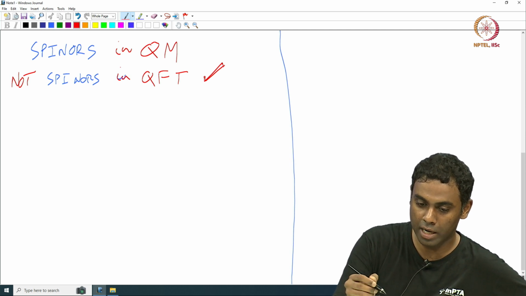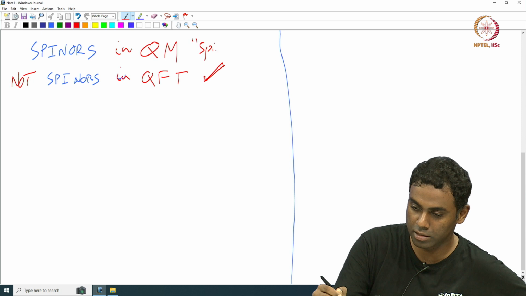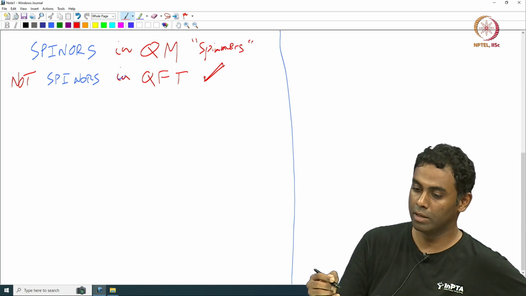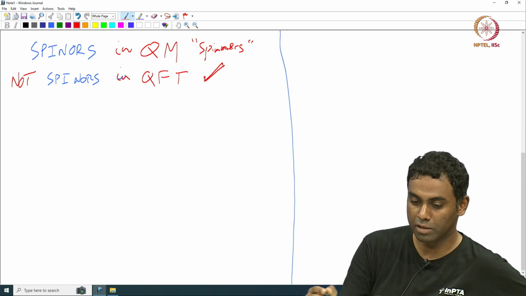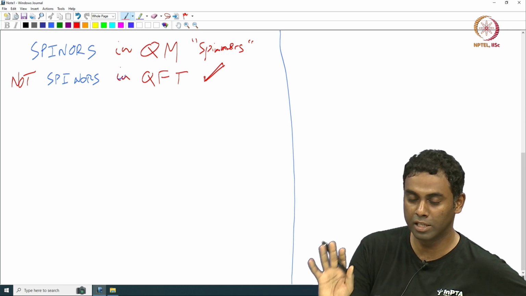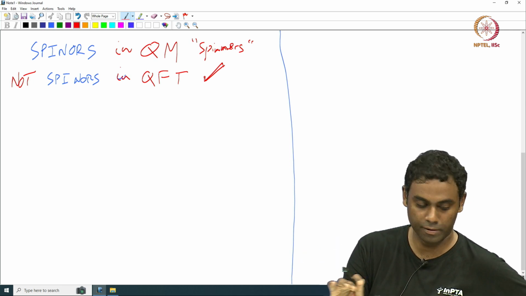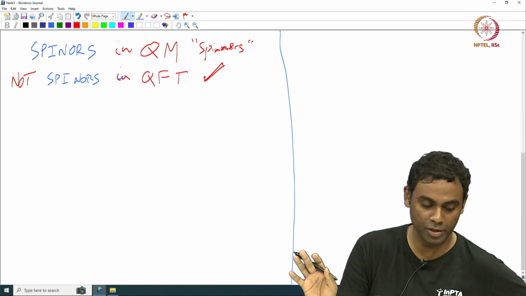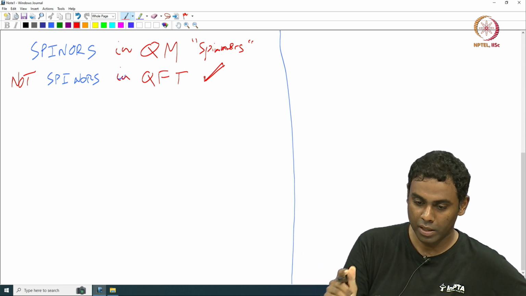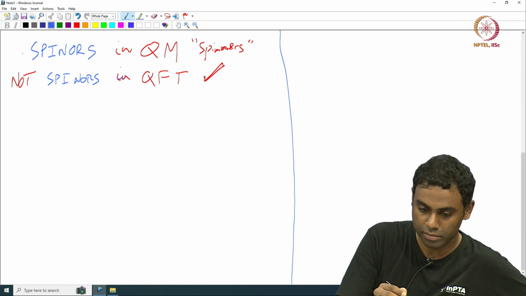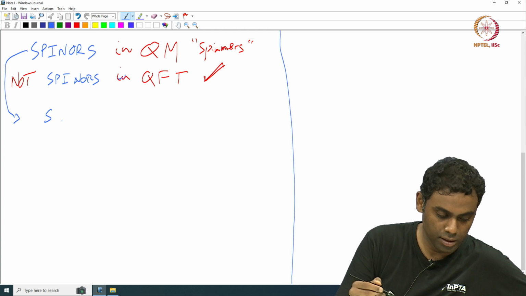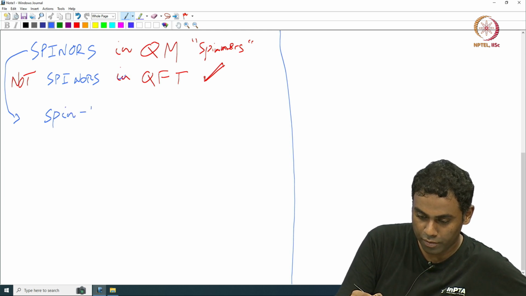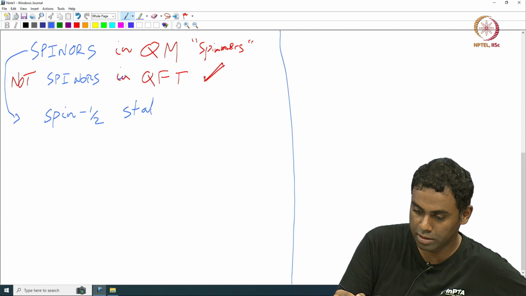In my opinion, the quantum mechanics one should be called spinors because this is literally something that you put into spin rotations in real space, that which carries the quantum mechanical spin, whereas spinors in quantum field theory are a completely different beast. We will see what they are when we learn about Lorentz group representations and all that. So what are spinors in quantum mechanics then? What does this word imply? These are basically representations of spin half states.